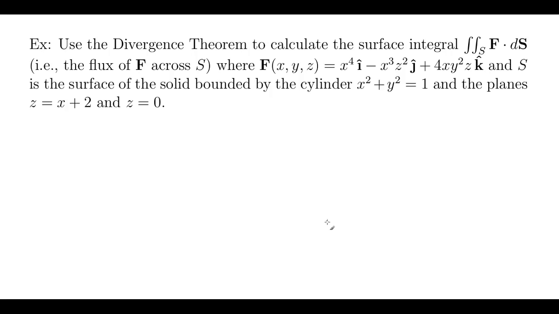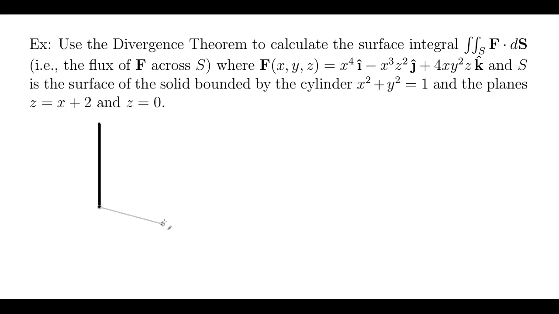Let's look at an example where we are asked to use the divergence theorem to calculate the surface integral of F dot dS, that is the flux of F across the surface S, where F is this field given, and S is the surface of the solid bounded by the cylinder x squared plus y squared equals 1, and the planes z equals x plus 2 and z equals 0.